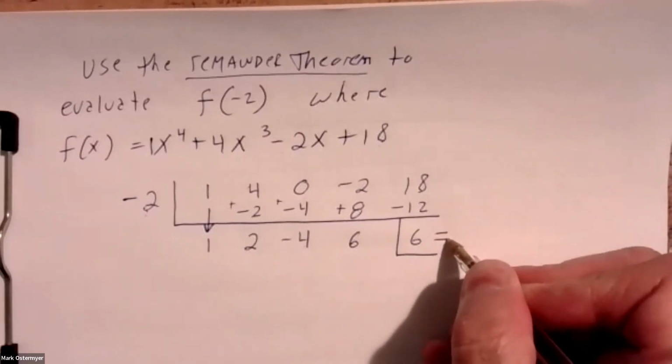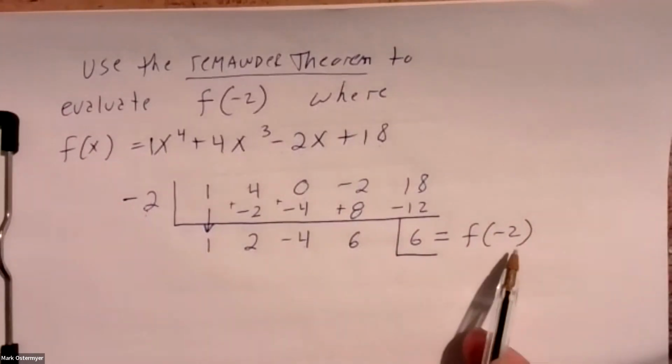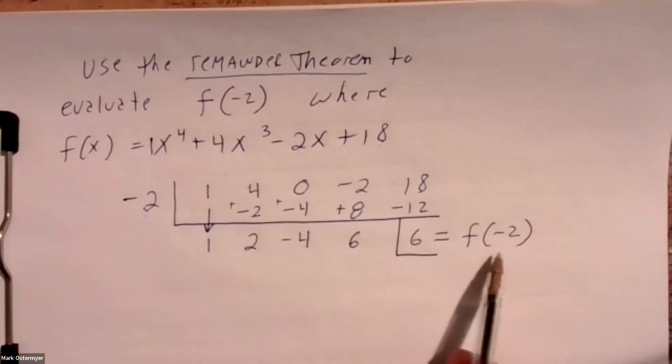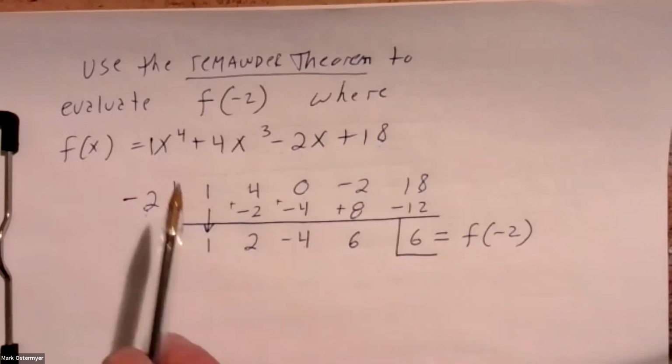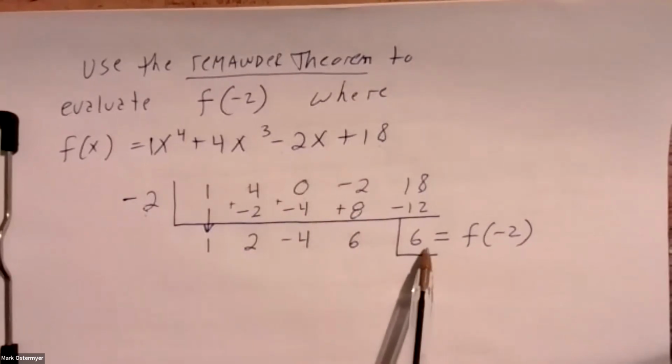Well, ladies and gentlemen, 6 is equal to f of negative 2. That's your answer. And that's guaranteed by the remainder theorem. So if you were to put negative 2 in here, here, and here, and crank this out, you would get 6. And we're done.